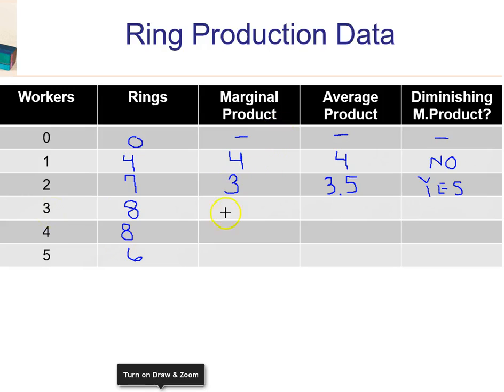What about when you have 3 workers? What's the marginal productivity then of that third worker? Well, how did your output change when you have that third worker hired? Before you had 7 rings, now you have 8, so you have 1 more ring. What about the average productivity now? The average productivity is your rings, 8, divided by your workers, 3. So this is going to be 8/3. That's your average productivity, a little under 3. Is marginal product diminishing? Well, it was 3, now it's 1, so yes, it is diminishing.